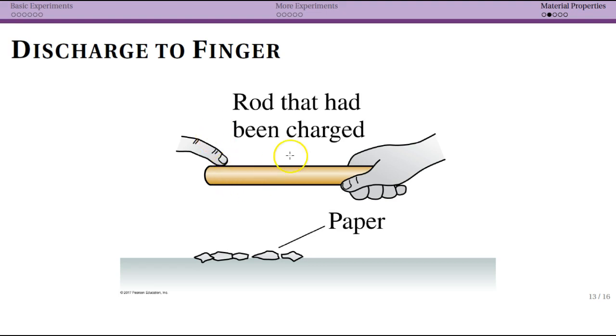We can return our object back to its neutral state by touching it. And not just touching it with anything, we do actually mean touching it with our finger in this case. Touching it, for instance, to a pen cap might not have the same effect.